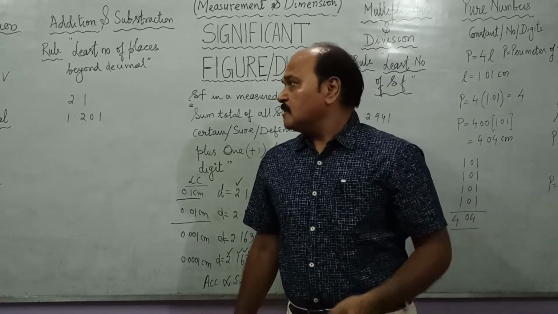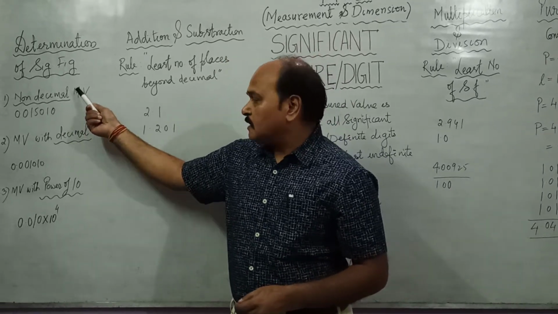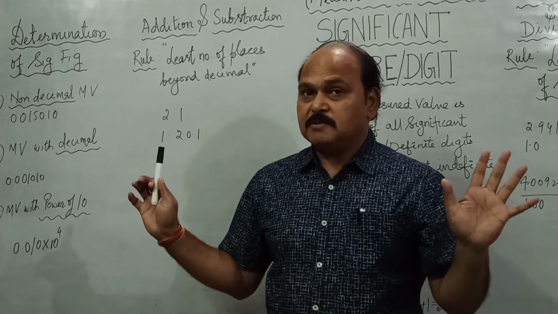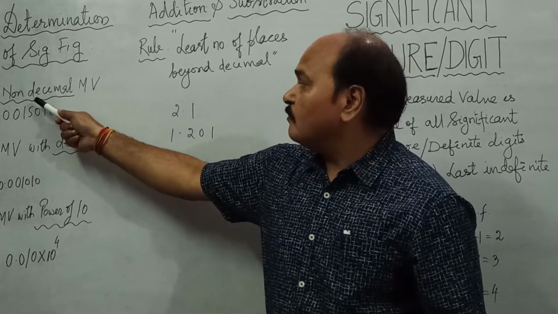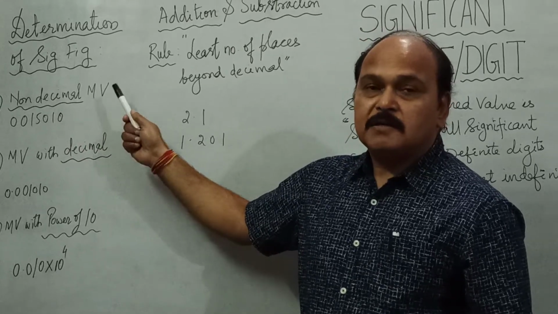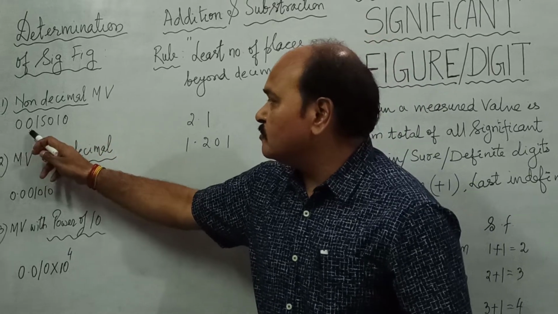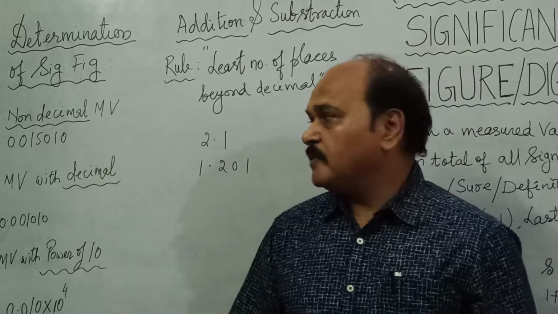Now how to find out significant figures in any recorded value? There are 3 examples I have given here, and these 3 examples will cover all the cases. See, example number 1. If a measured value does not involve any decimal, and the value is what? 0, 0, 1, 5, 0, 1, 0. So what is the significant figure here?